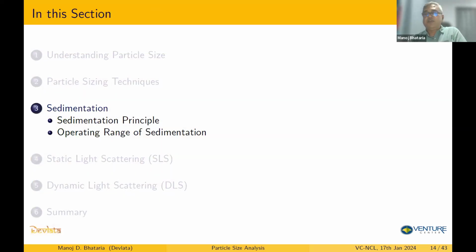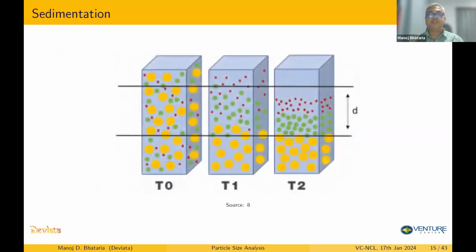So we'll now look at one of the main techniques, the first technique that you're going to study, and that is the technique based on the sedimentation principle. As we discussed earlier, in sedimentation we take a sample and let it remain steady, and the particles settle down based on gravity.